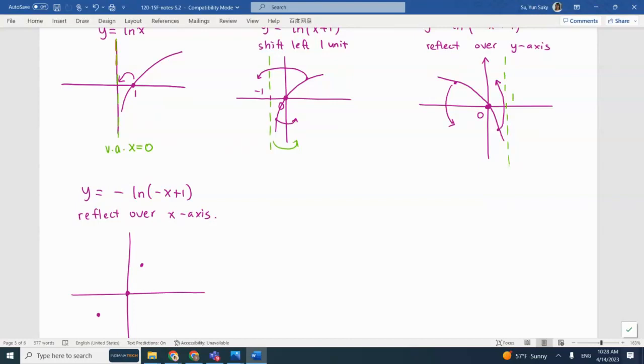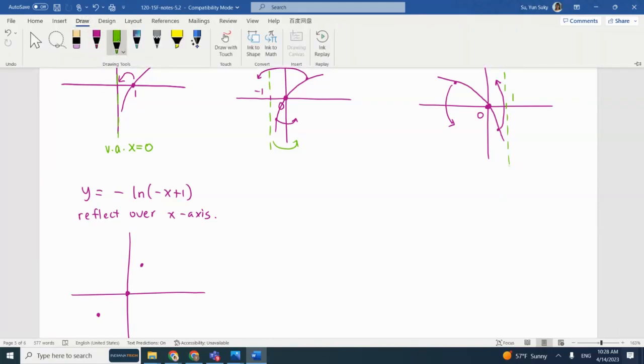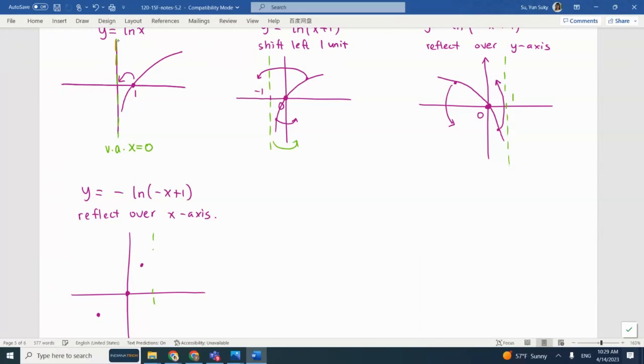How about this line? When you reflect over the x-axis, what happens? It stays the same. Yes, everybody? It's the same thing. So we use green color at 1. We have a dash line there. Okay, and then we connect those points together. 0. Okay, what's next?